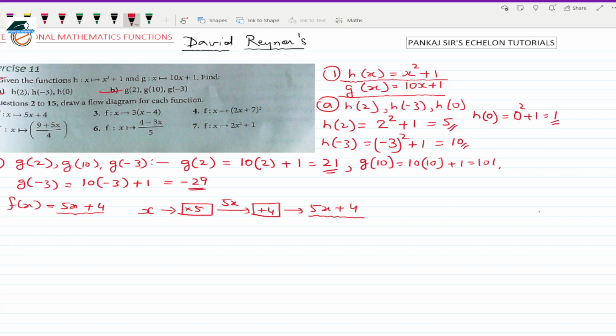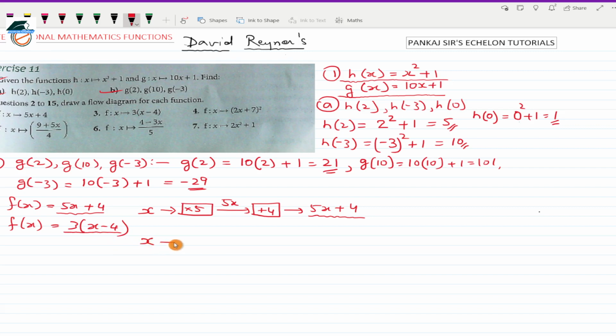Okay, let us go for the third one. The third one says that f of x is equal to 3 times x minus 4, right? Okay. Let us try to sort this out. So the function is 3 into x minus 4. Right? Now we'll start with x.